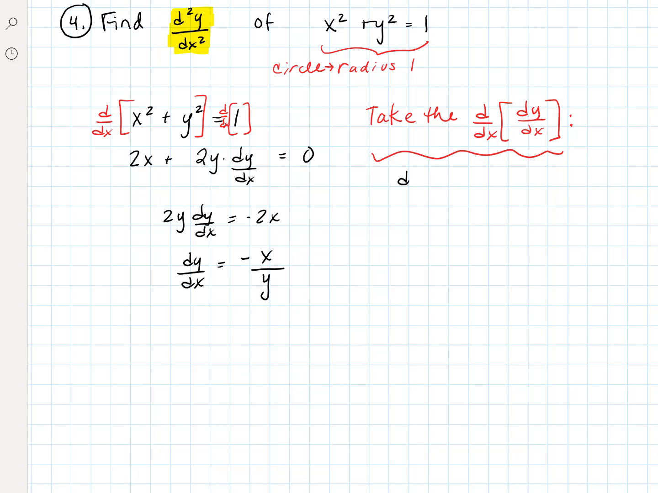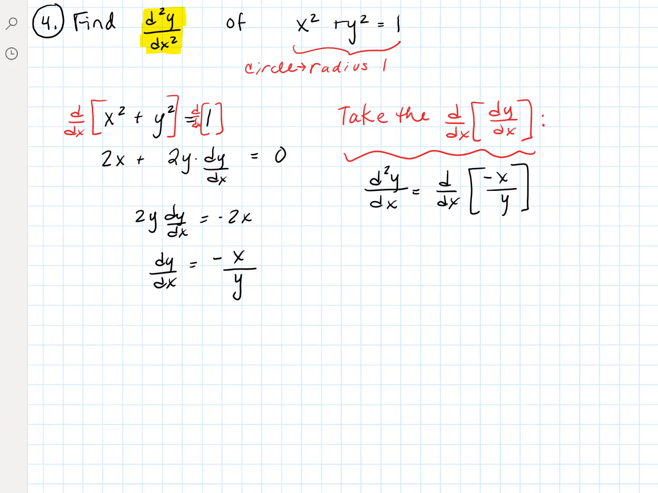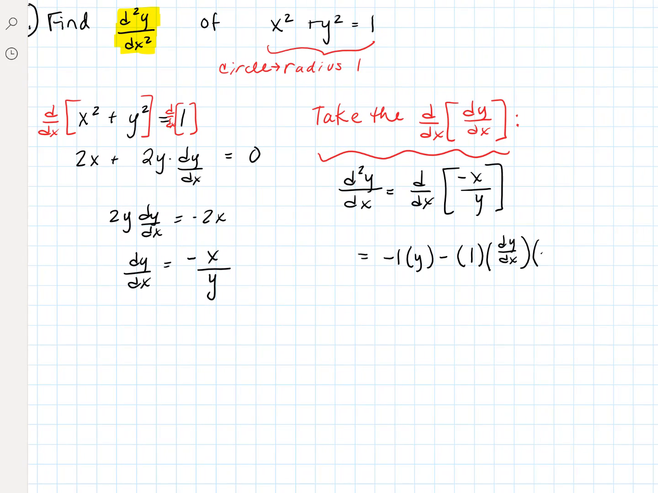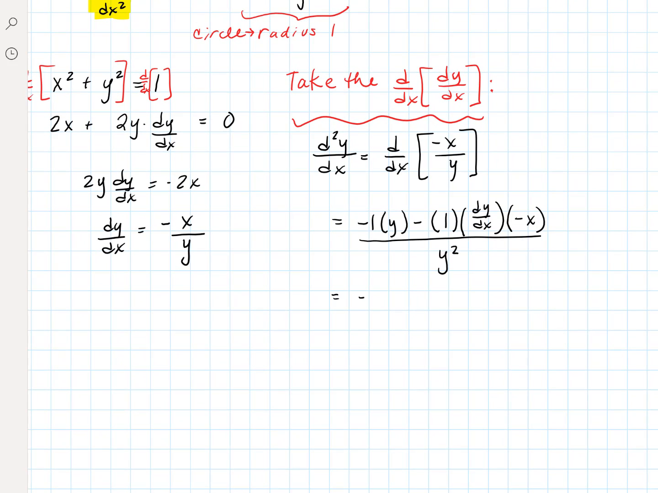All right, so the second derivative of y with respect to x is going to be the derivative of negative x over y, but that's a quotient. So I have to apply the quotient rule. This is going to become the derivative of the top, which is negative 1 times y, minus the derivative of the bottom, which is 1 times dy/dx, times the top, negative x, all over the bottom squared. So let's simplify the top. The top is going to be negative y plus x times dy/dx, all over y squared.